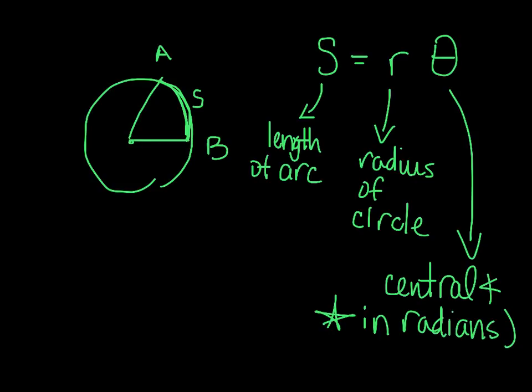Okay, so if your angle is given to you in degree measure, you need to convert it to radian measure. If it's already in radian measure, then you're good to go. Okay, so what we're going to do is we're going to go to the packet and we're going to try a few of the examples, okay? So we're going to start with number 10.